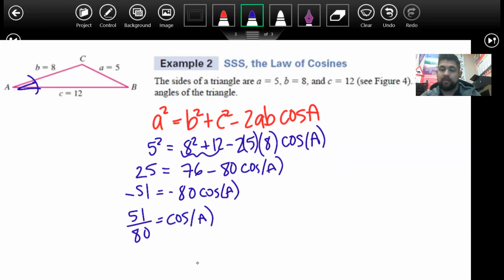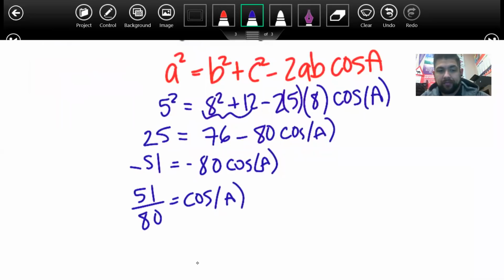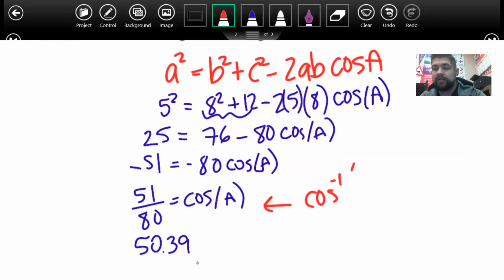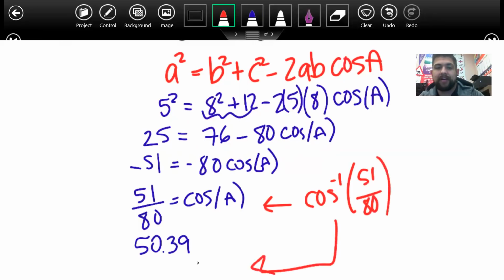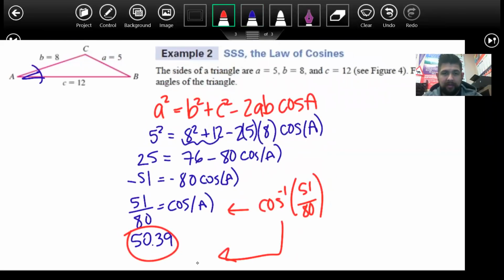To get our value, which is going to be 50.39. All I did was apply the cosine inverse function, cosine inverse of 51 over 80. So I got this to give me my final answer. So that's one of our angles. That's angle A, and we can use it to solve for B.